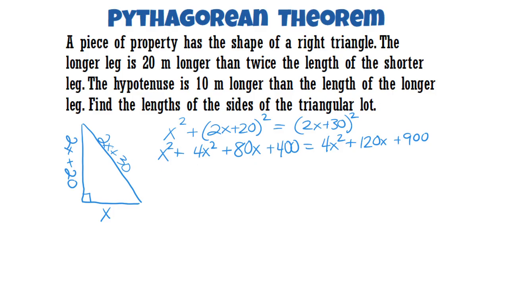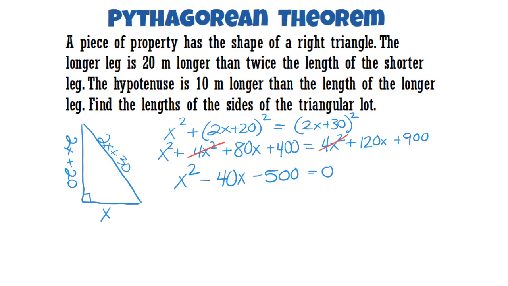Obviously it's quadratic, so we're going to need to get all the x's on one side. I would bring this 4x squared over, but it's going to cancel with that 4x squared, so I'm just going to slash those two. They cancel each other out. Now I'm going to bring the other stuff over. I'm going to have my x squared, subtract the 120x, and subtract the 900.